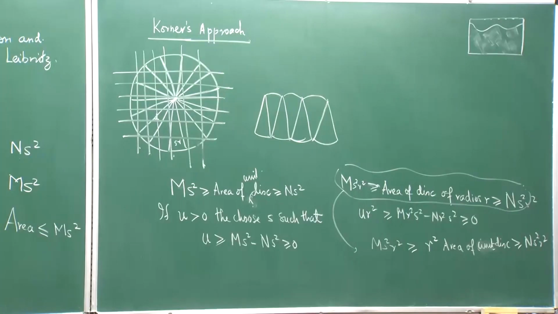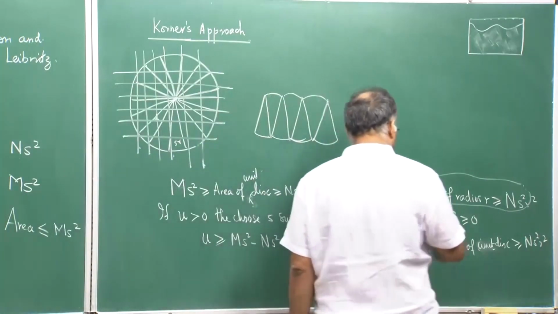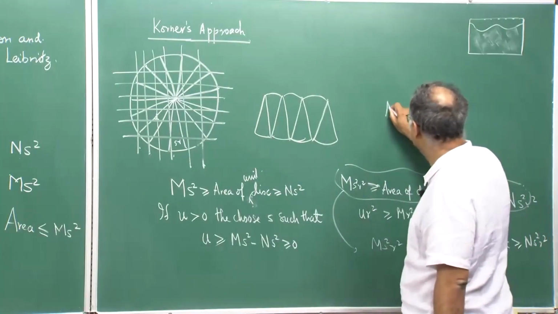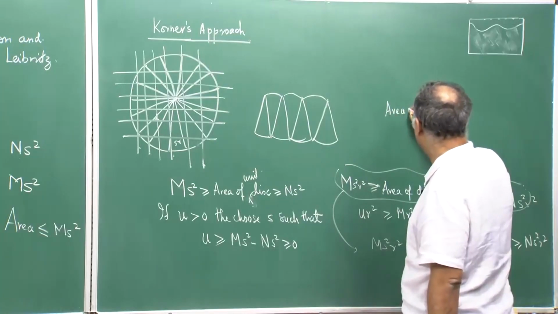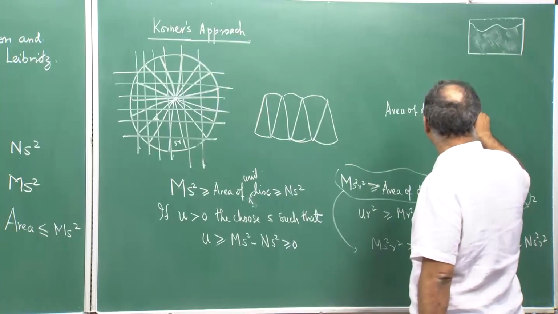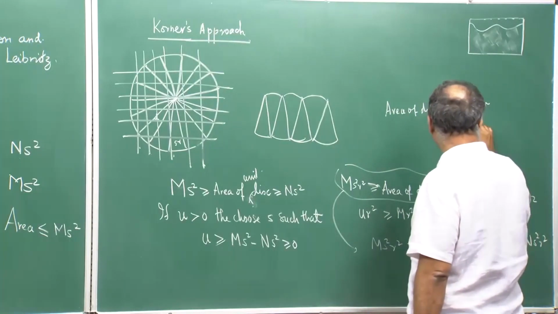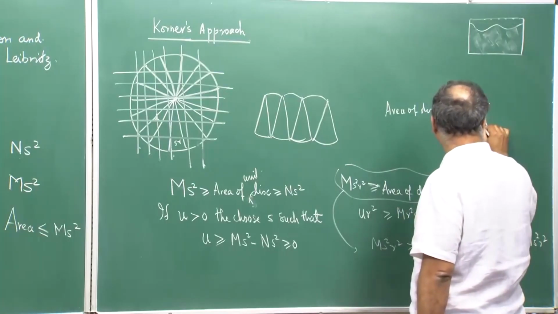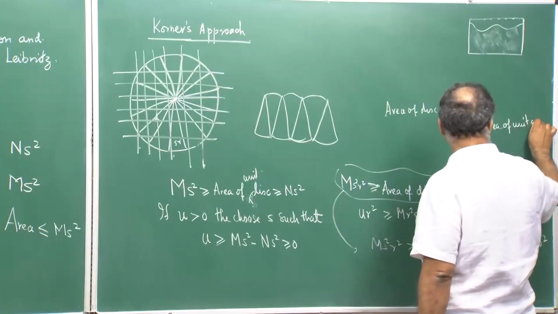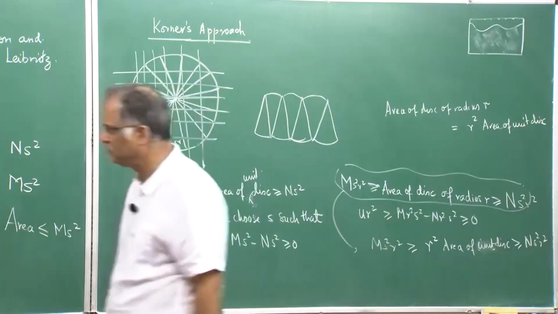So what do we finally conclude from here? We finally conclude that the area of disk of radius r is equal to r square times the area of the unit disk. That is what we have concluded from our discussions here.